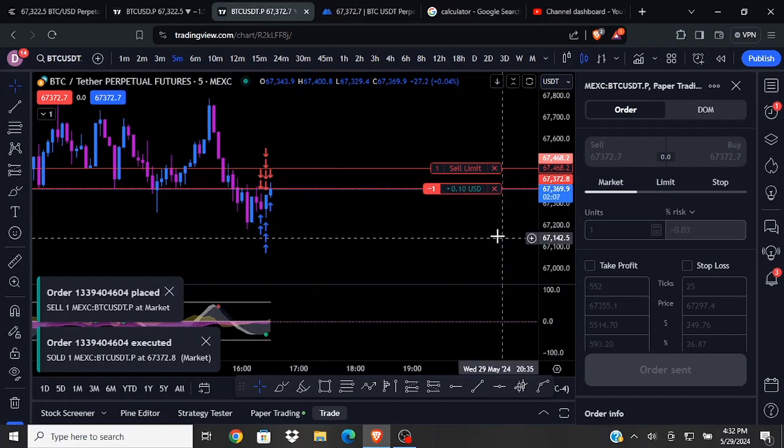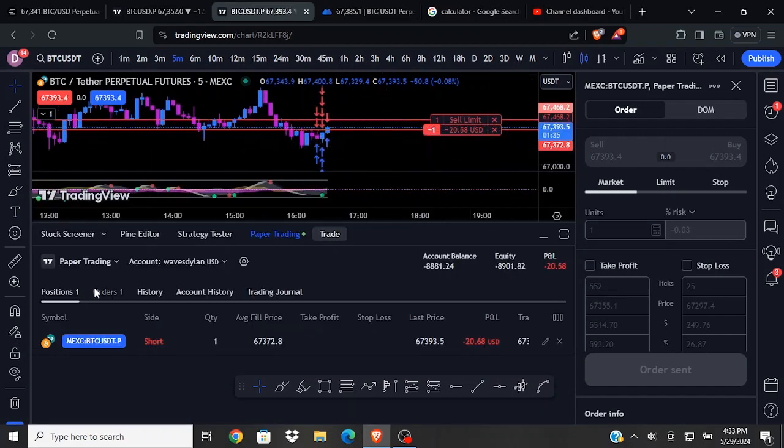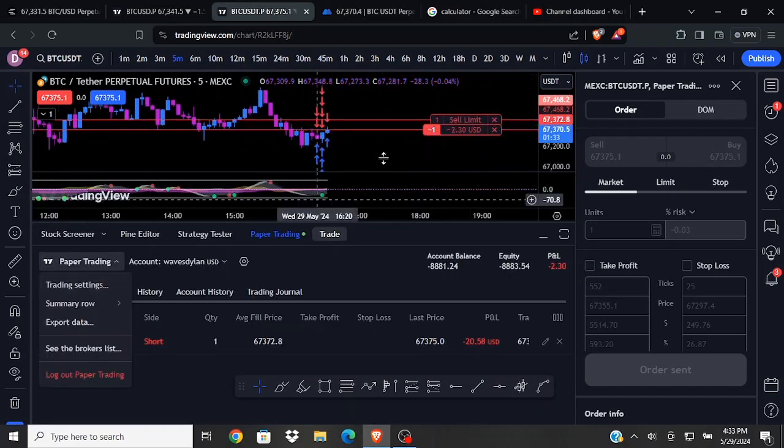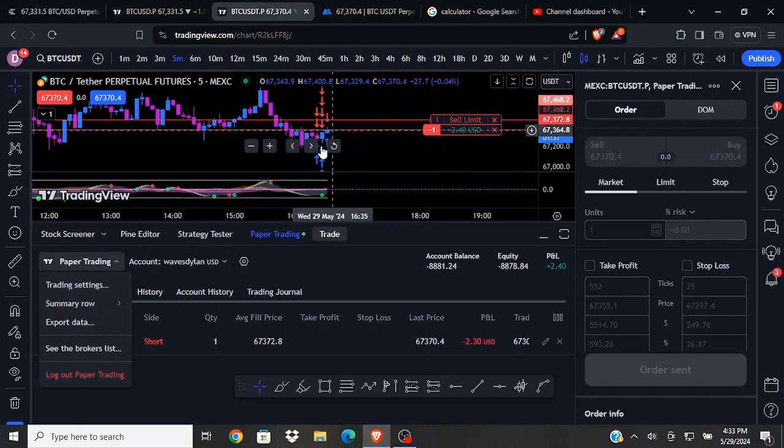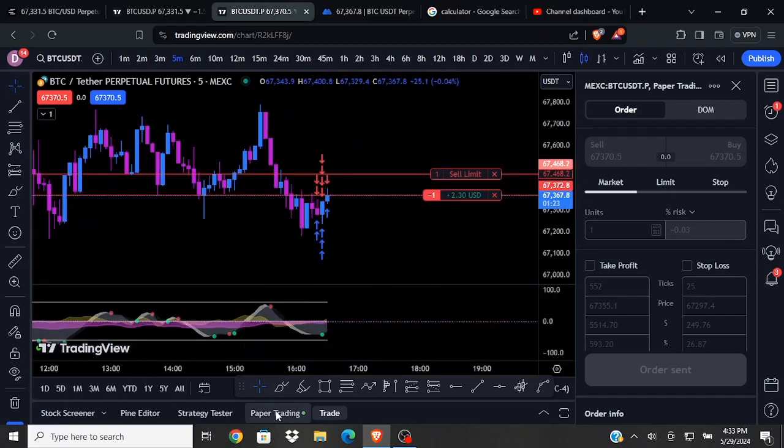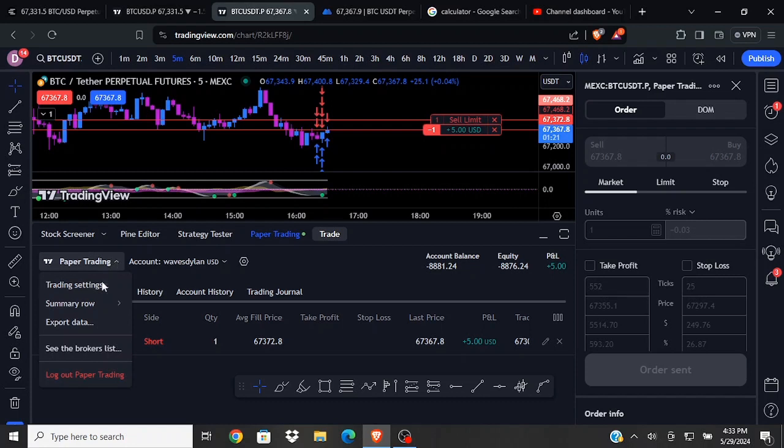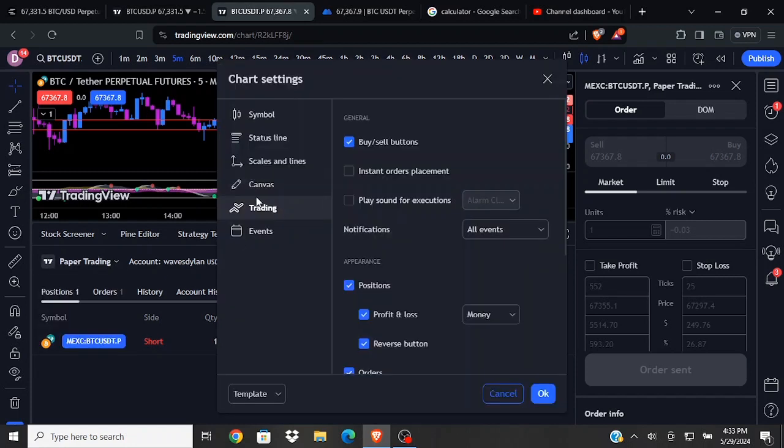And I am going to actually go over some of these settings because I realize as I'm doing this, I'm making a mess with these arrows. So what happens if I want to get rid of these arrows? Well, if you go back down to this trading panel, you click on paper trading, click on this drop down menu and go to trade settings. You'll see that in the chart settings for TradingView, there is a trading section. So this is your paper trading settings.